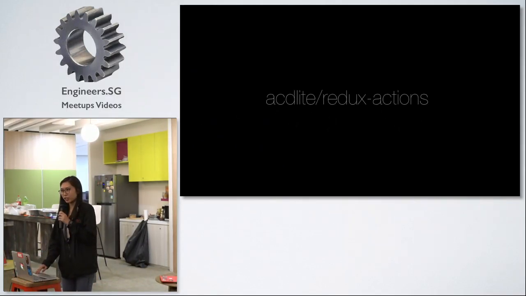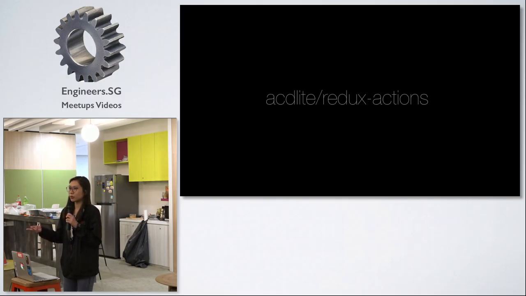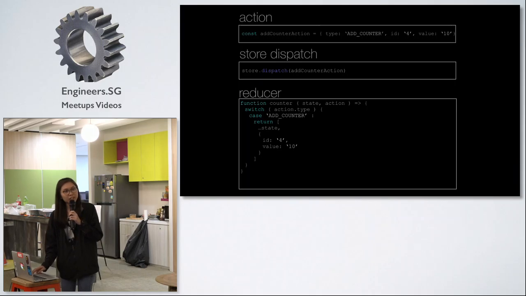So for Redux actions, basically the library provides you another way of writing your entire Redux process. It sort of removes the boilerplate that you normally use in the default Redux documents. So this is actually the default boilerplate.